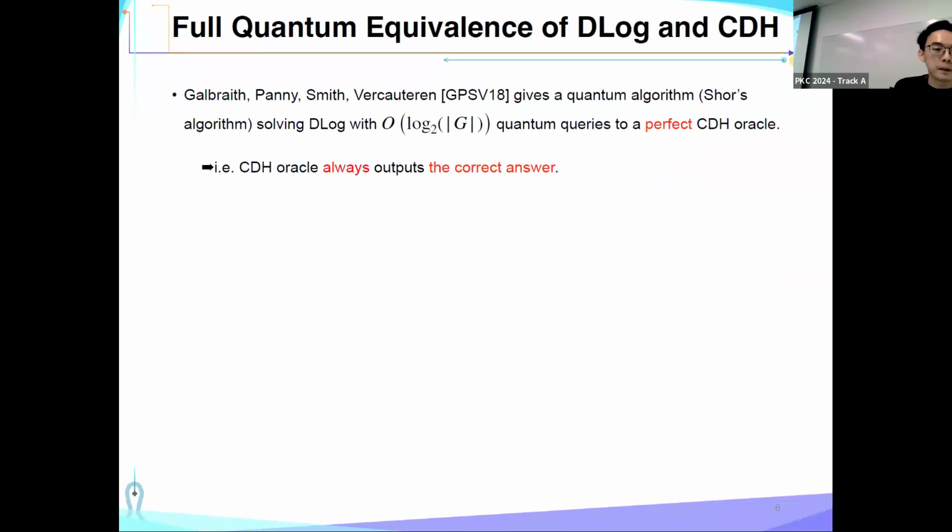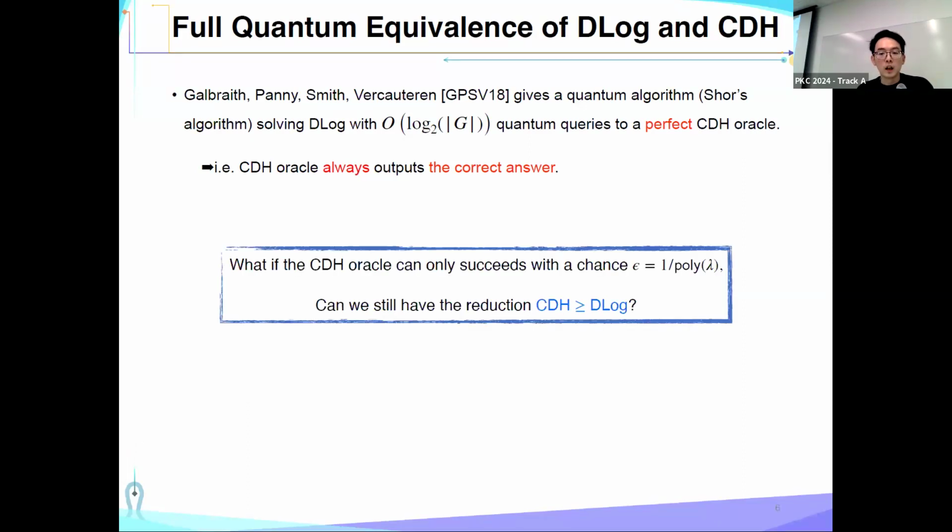Luckily, Galbraith, Pellet, Smith, and Vercauteren give a concrete algorithm that is kind of tweaking Shor's algorithm. They show that they can solve the discrete log problem with log quantum queries to the perfect CDH oracle, where the log is in the group size. And by perfect, I mean that the CDH oracle always outputs the correct answer.